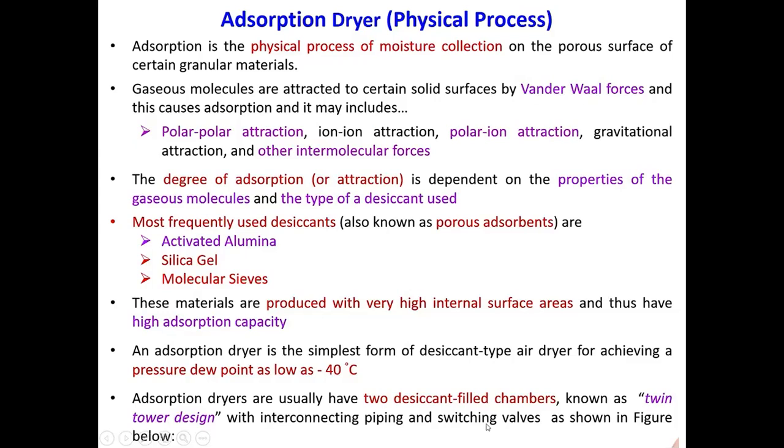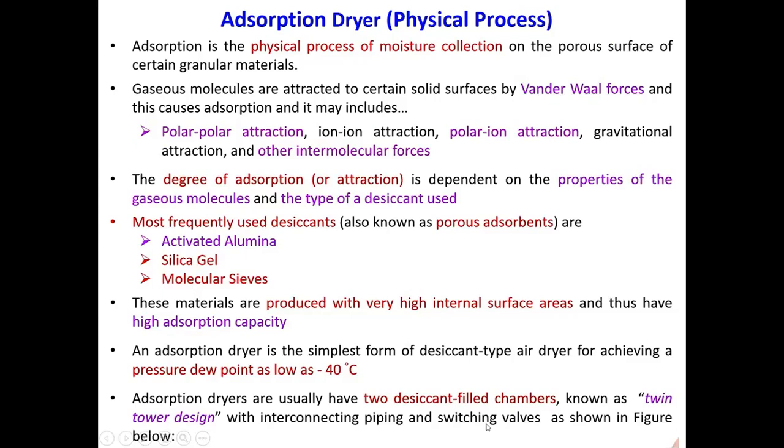The degree of adsorption depends on the property of the gaseous molecule and the type of desiccant used. Most frequently used desiccants are activated alumina, silica gel, and molecular sieves. These materials are produced with very high internal surface area and thus have high adsorption capacity.